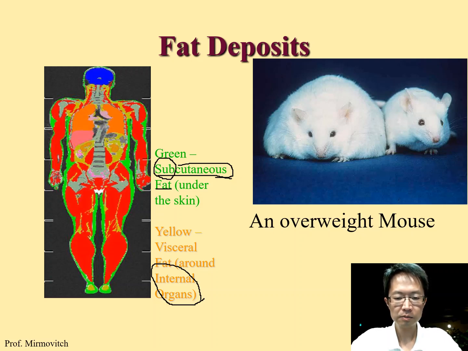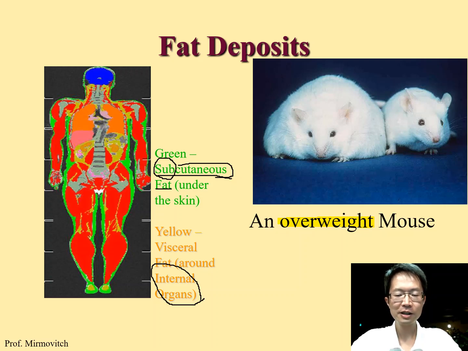And then for the mice in here, you can see that one is overweight. Well, hopefully you can see why. The mouse that is overweight is because it has too much subcutaneous fat.